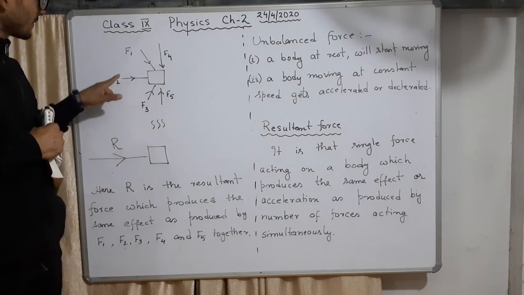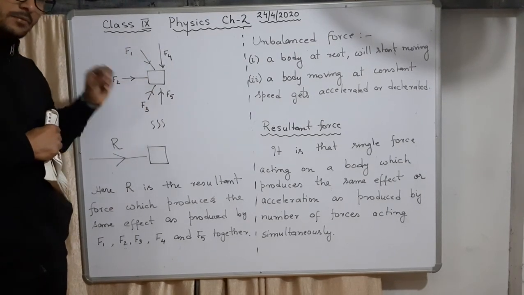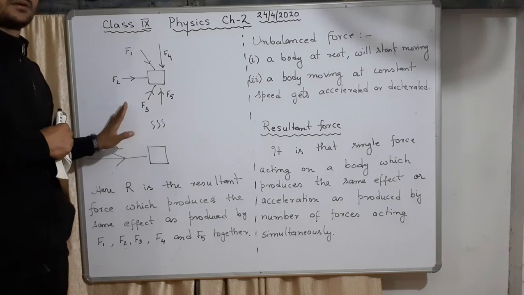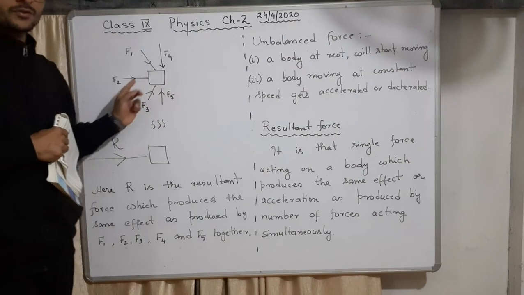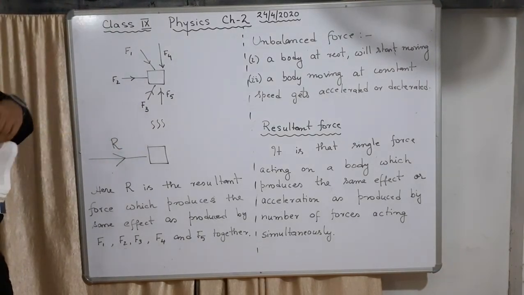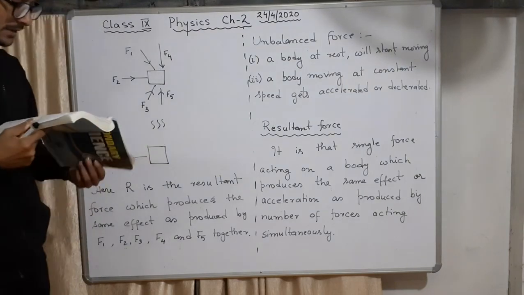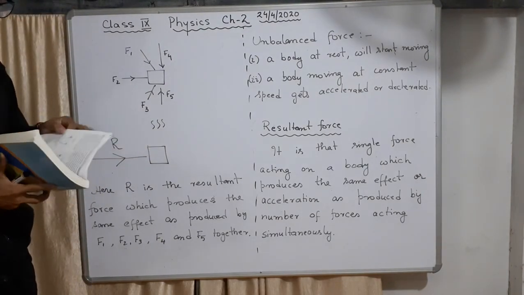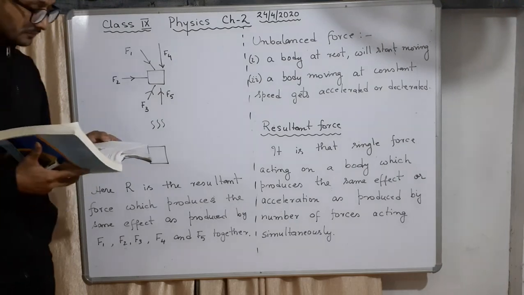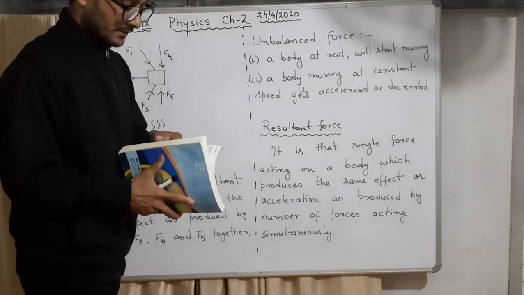I'm not saying that R will be F1 plus F2 plus F3 plus F4 plus F5. It may be added, it may be subtracted. It depends on the direction also, because force is a vector quantity. We'll do it later in another class. So this way we finish the first part. After that, laws of motion will come. In laws of motion, we have the first law, second law and third law, and then slowly we'll move on.